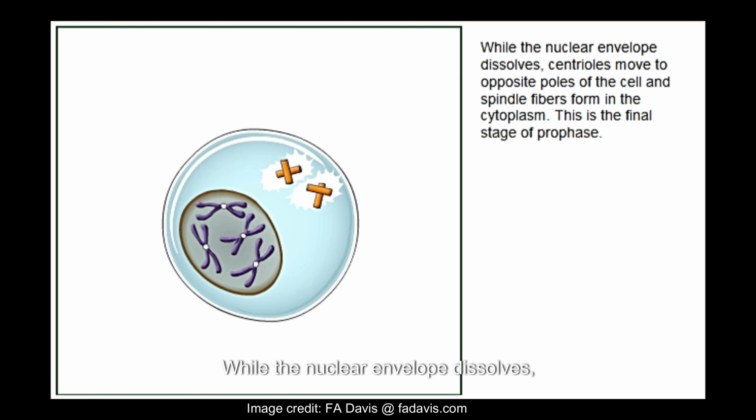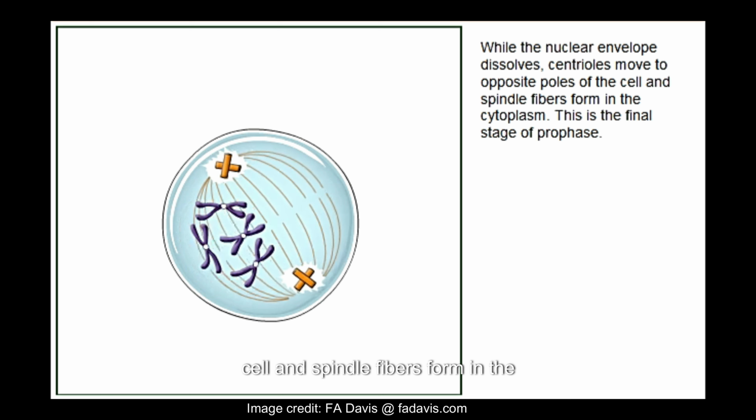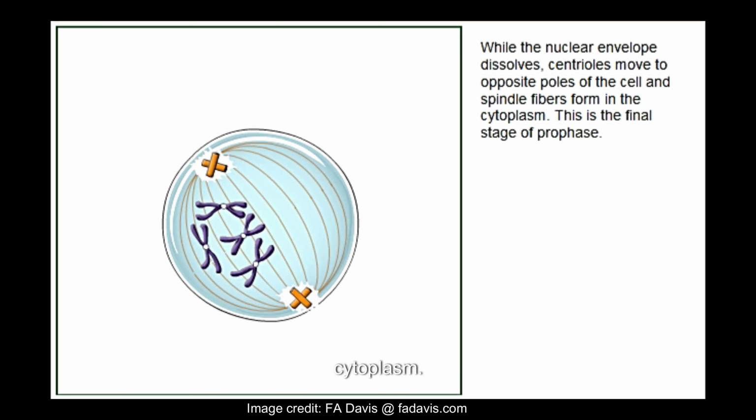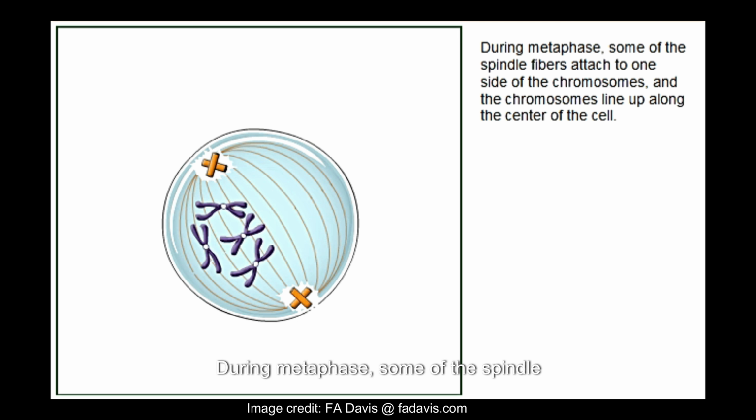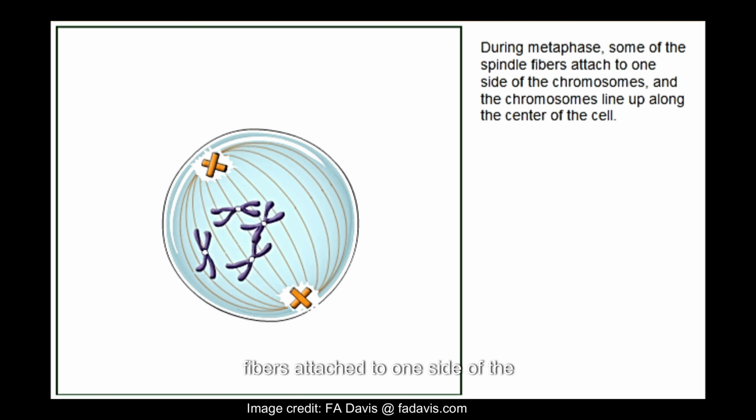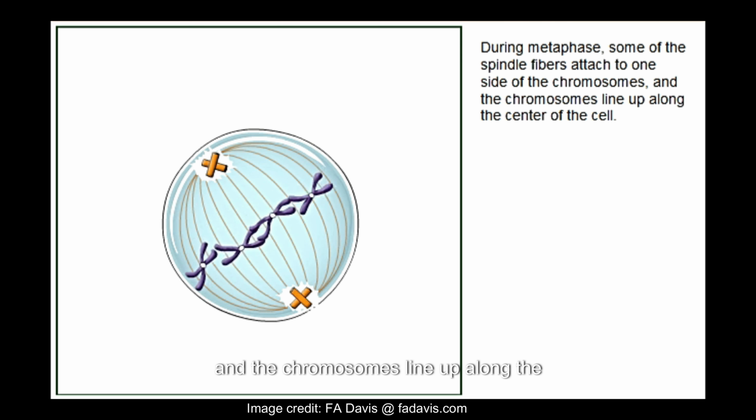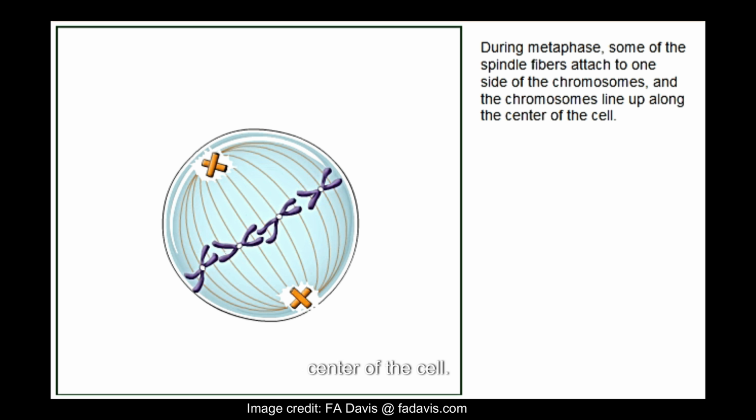While the nuclear envelope dissolves, centrioles move to opposite poles of the cell and spindle fibers form in the cytoplasm. This is the final stage of prophase. During metaphase, some of the spindle fibers attach to one side of the chromosomes, and the chromosomes line up along the center of the cell.